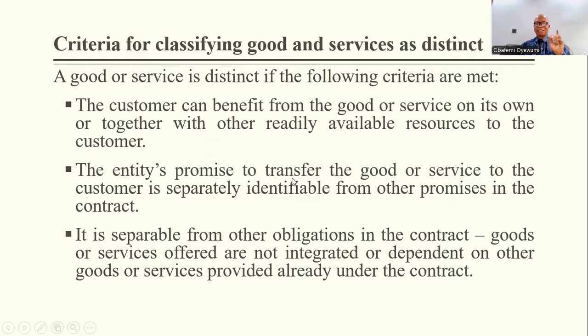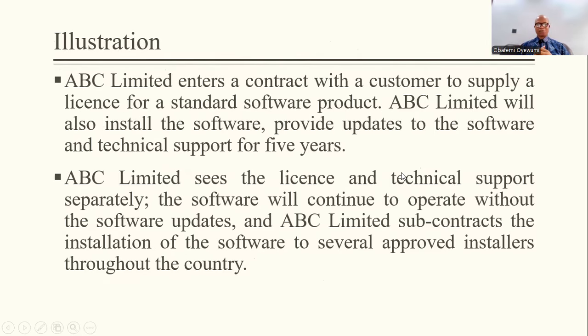Number two, the entity's promise to transfer the good or service to the customer must be separately identifiable from other promises. It is separable from other obligations in the contract. So it must be well defined and it must have the capacity to be separated from other obligations in the contract. We're looking at the criteria here. What will make a good or service distinct from others? So let's look at this illustration.